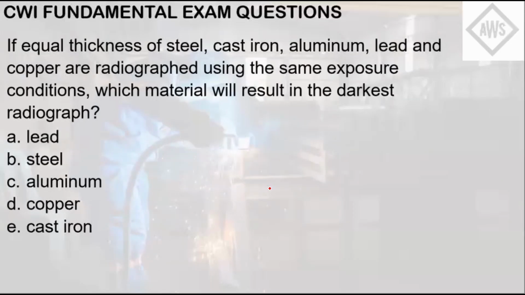So if you are familiar with the densities of these materials, you can know that the least dense out of all the materials here is aluminum. So the answer here is letter C. The least dense material will produce the darkest radiograph among these choices.